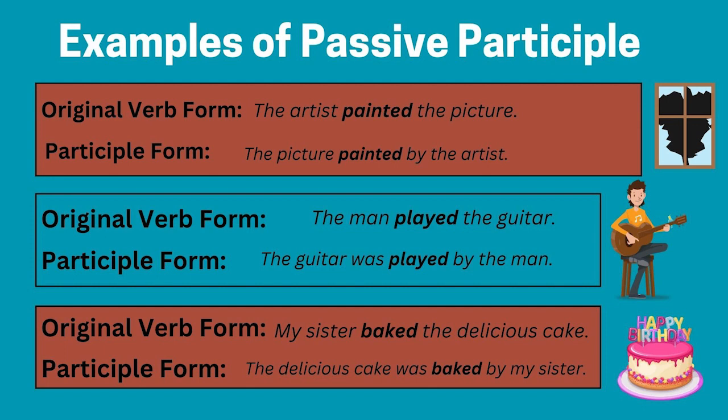And our final example, in the original verb form, my sister baked the delicious cake. In its participle form, the delicious cake was baked by my sister. Here again, we can see that the subject of this sentence, the cake, and the action being done to it by the participle, baked.